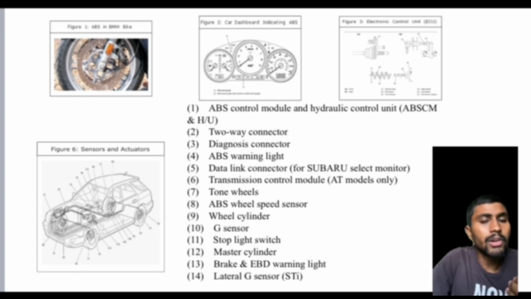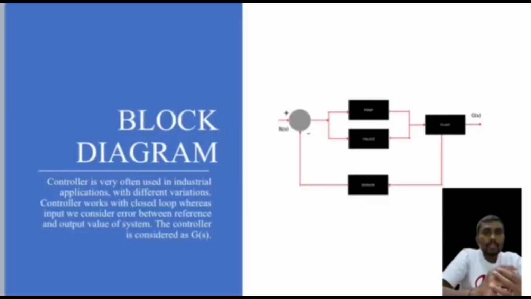There are many sensors and actuators in a car. I want to describe three to five of them. The first is the ABS control module and hydraulic control unit inside the car, and then the two-way connector. Third is the diagnosis connector. Fourth is the ABS warning light. Fifth is the data link connector for the Subaru select monitor.